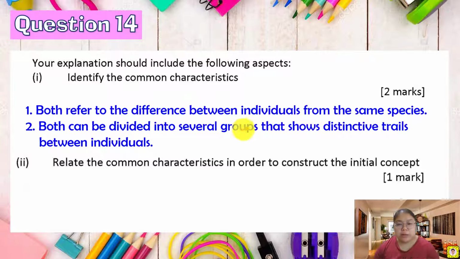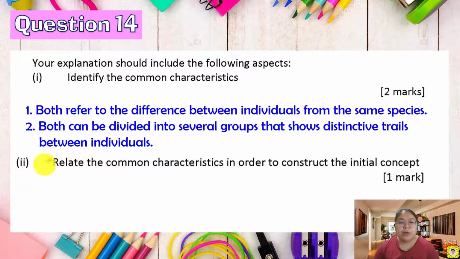After that, they find that they got difference. Okay, after that, both can be divided into several groups that show about the distinctive of the traits between the individuals. That means they got special. Okay, every group, they got any special of the species. Then after that, the species just several only. They cannot separate by more. This one is a two main of the common characteristic.